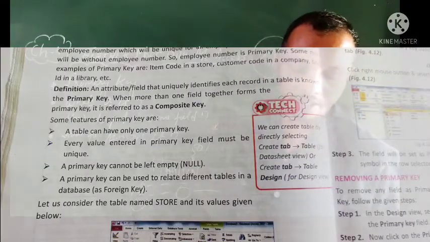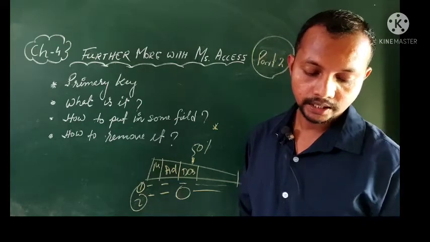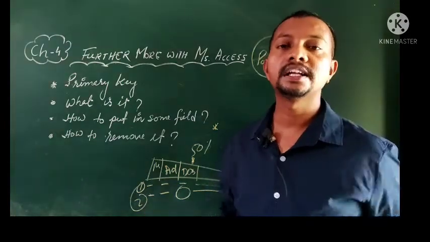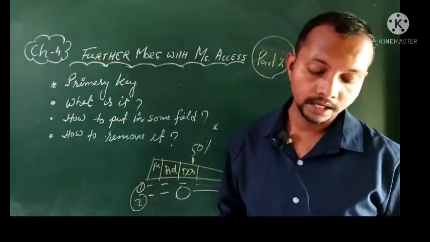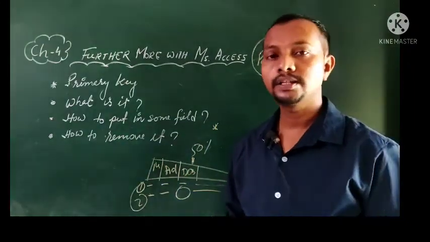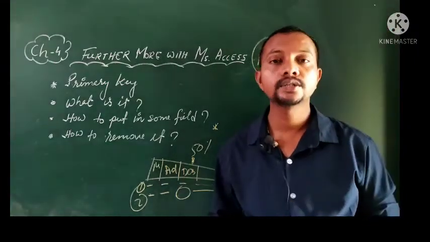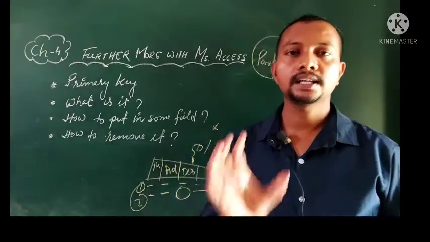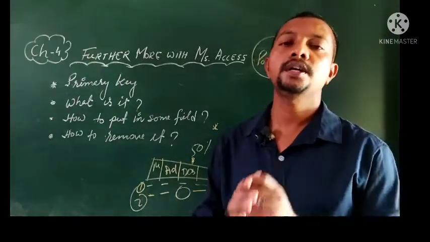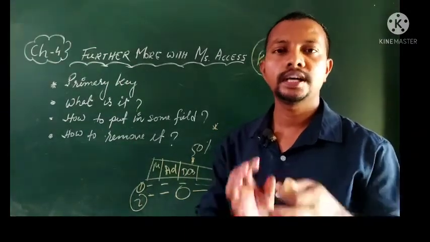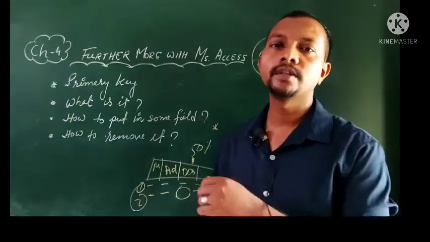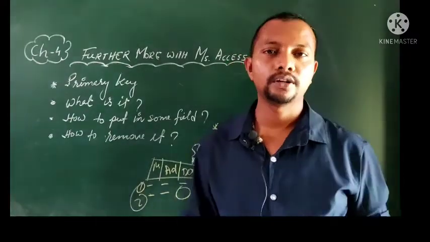Next, a primary key can be used to relate different tables in the database. It is also used for relating one table to another table, and at that time it is known as a foreign key. Okay dear friends, so now let us see practically how we can put the primary key in a particular field. At the same time, how can we remove the primary key from a particular field.